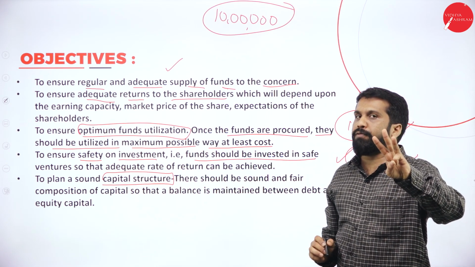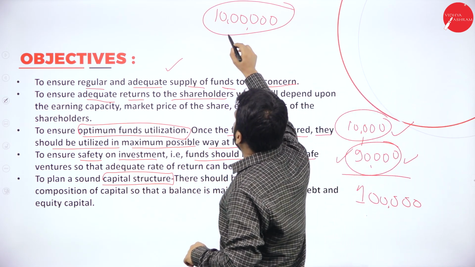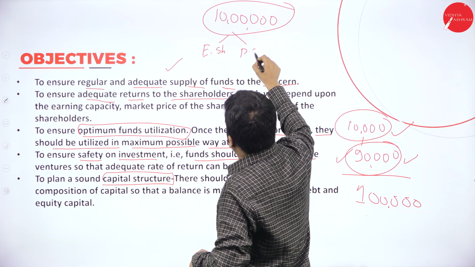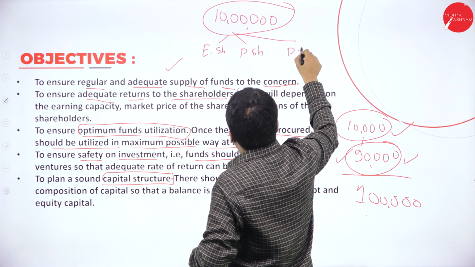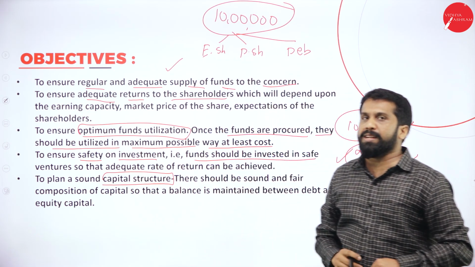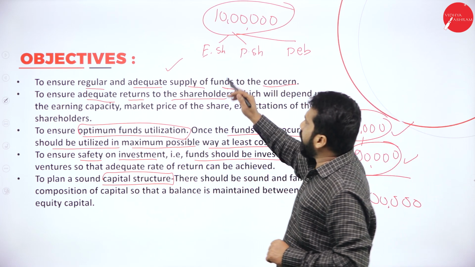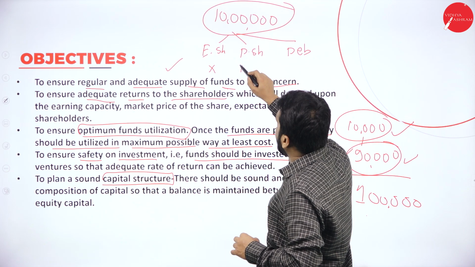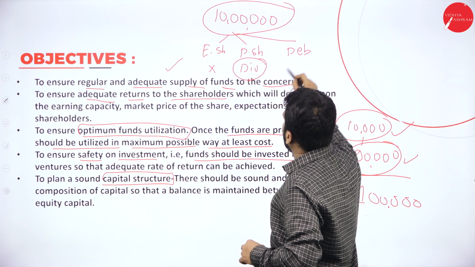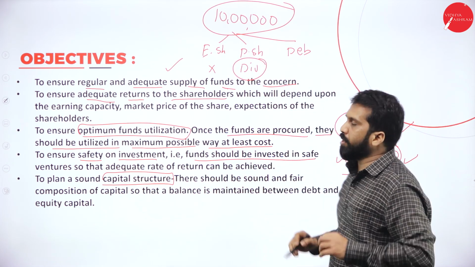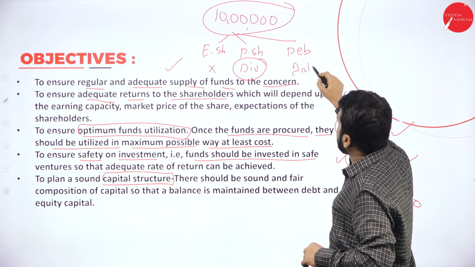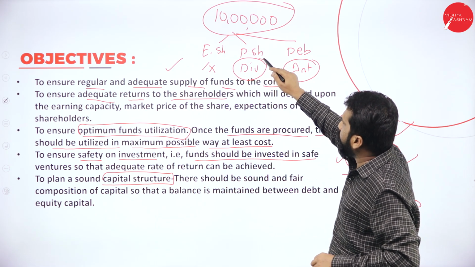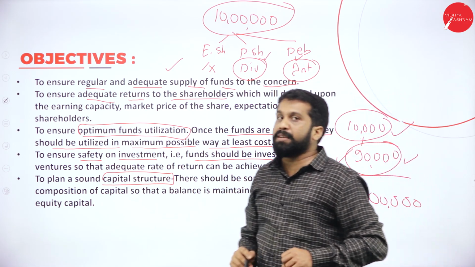Now, you have 3 options. One, you can go for equity shareholders. You can go for preference shareholders. You can go for debenture holders. Now, if you go for equity shareholders, nothing to pay. If you go for preference, you have to pay dividend. If you go for debenture holders, you have to pay interest. Now, you have to decide, should I go for equity? Should I go for preference? Should I go for debenture?